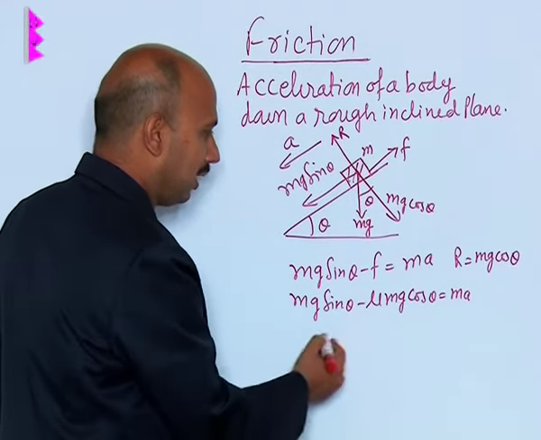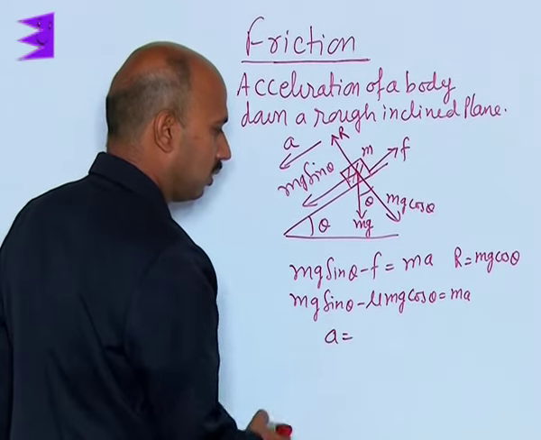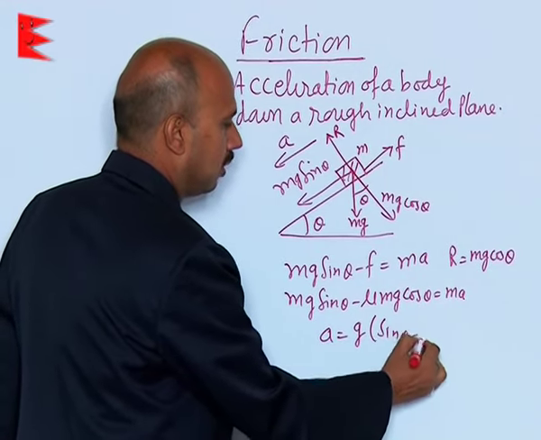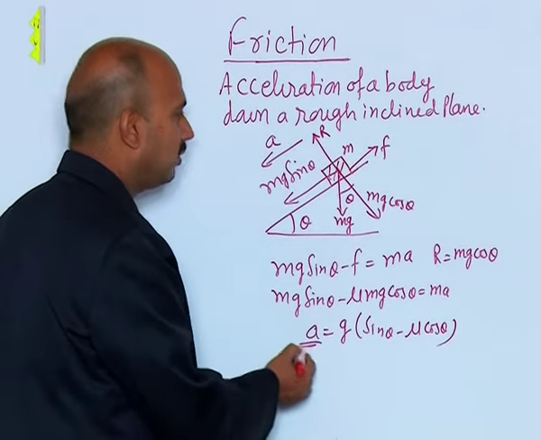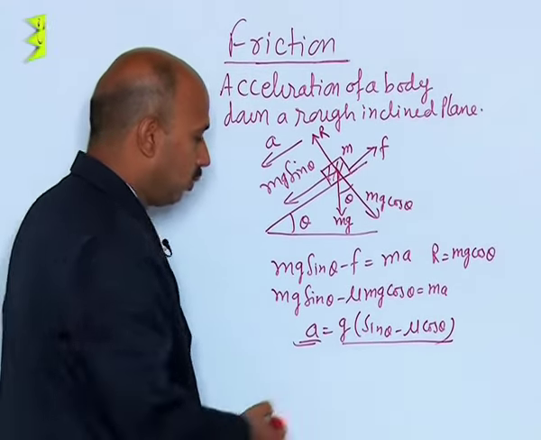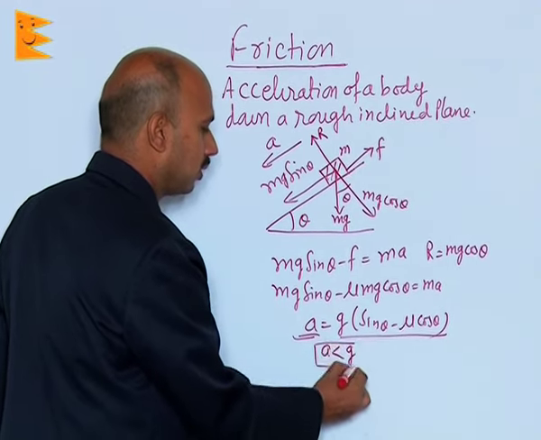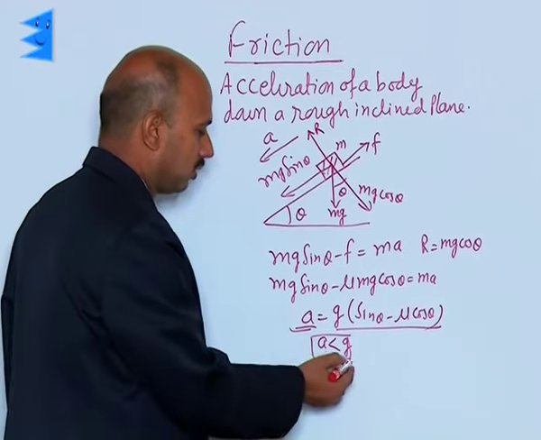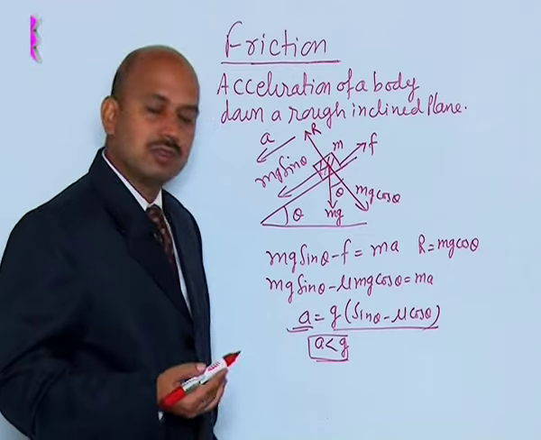So, here we can take m common and cancel, we will get a is equal to g into sin theta minus mu cos theta. So, this is the acceleration of this block, which is actually such that a is less than g. So, when the body is sliding down on an inclined plane, acceleration a is less than the acceleration due to gravity.